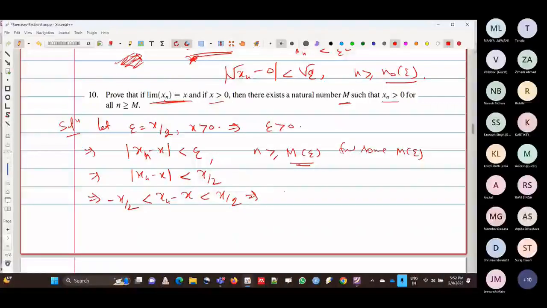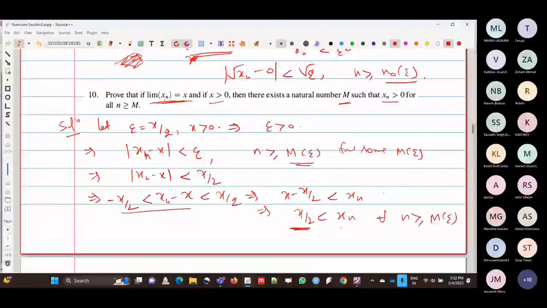let us add x on both sides now. So x minus x by 2, xn, on the left side we are adding. This implies that x by 2 is greater than xn for all n greater than or equal to m epsilon. Fine. After this, because x is positive, x by 2 is also positive. So all xn are positive for all n greater than or equal to m epsilon. Fine.